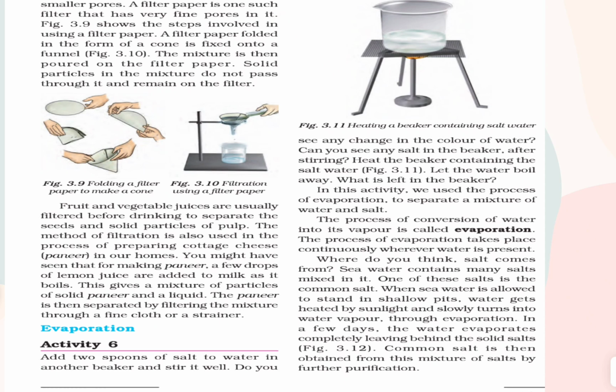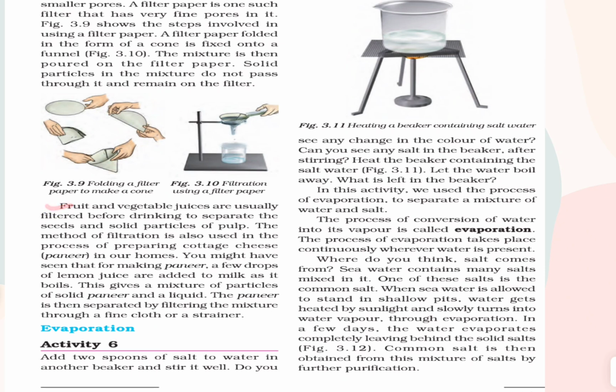So the steps involved in using a filter paper: a filter paper folded in the form of a cone is fixed onto a funnel. The mixture is poured onto the filter paper. Solid particles in the mixture do not pass through it and remain on the filter.